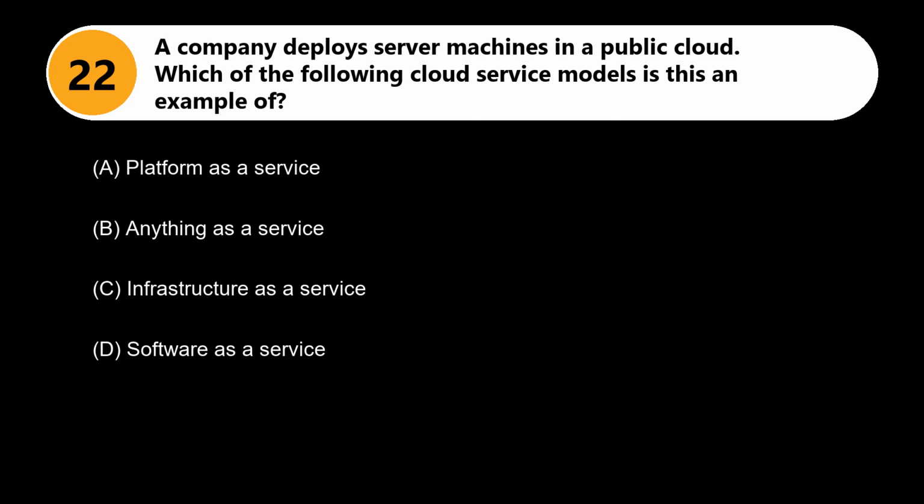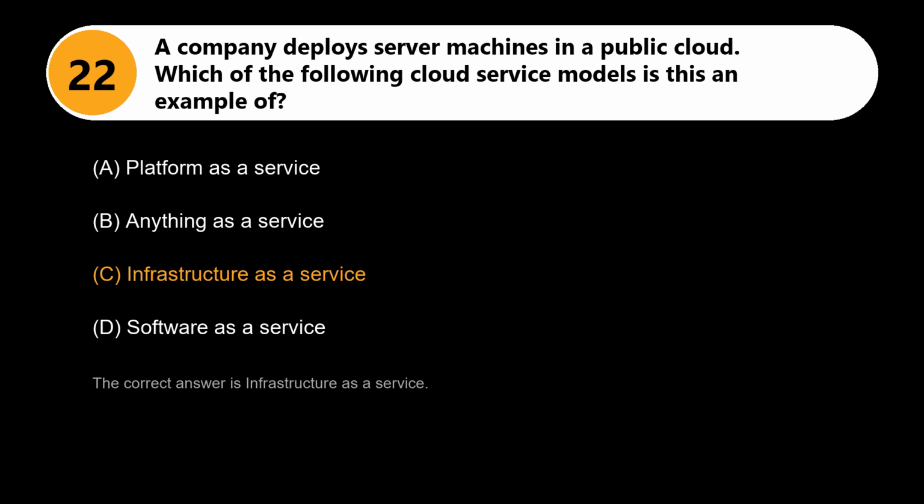Question 22. A company deploys server machines in a public cloud. Which of the following cloud service models is this an example of? Option A, platform as a service. Option B, anything as a service. Option C, infrastructure as a service. Option D, software as a service. The correct answer is option C, infrastructure as a service.